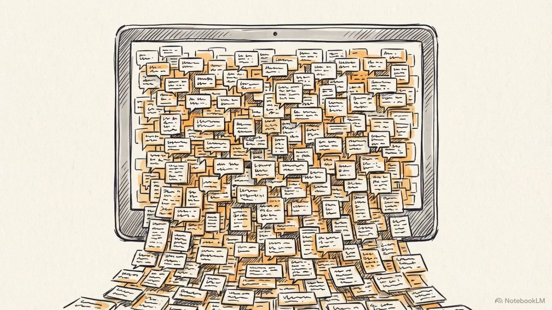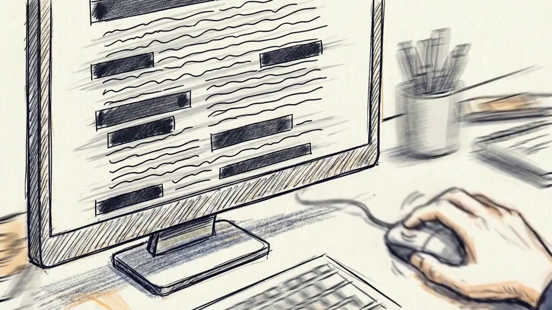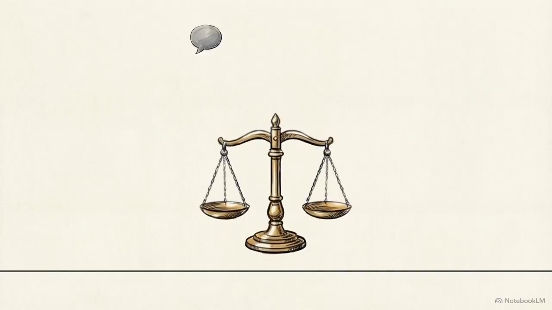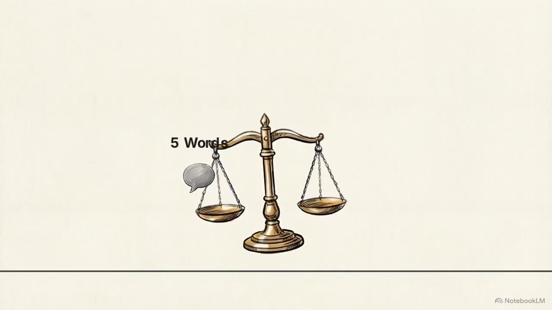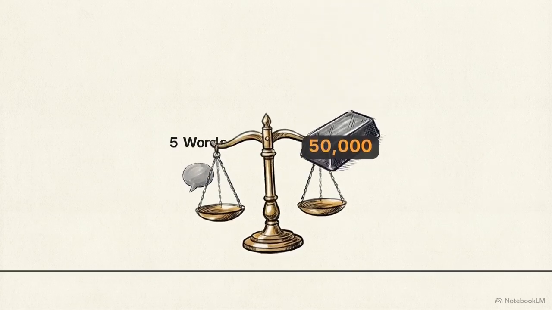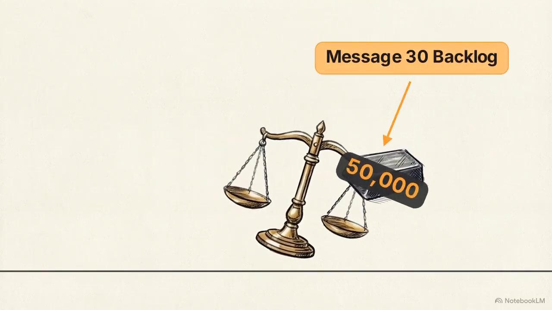Even with batching, conversations will eventually grow. A reliable physical rule to follow is this: if it takes you more than 3 seconds to scroll back to your first prompt, your chat is too long. Look at this scale comparing a simple prompt to its actual context cost. By the time you reach message 30, a simple 5-word question drags over 50,000 tokens with it because the model has to process the entire backlog.